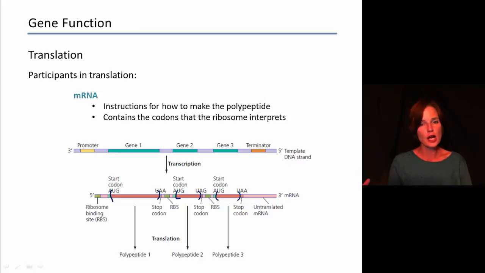It's very common when we're talking about prokaryotes that you have RNA molecules like this, where you have a single RNA molecule that's going to be used to make multiple polypeptides. So RNA molecules, mRNA molecules, those are the instructions.